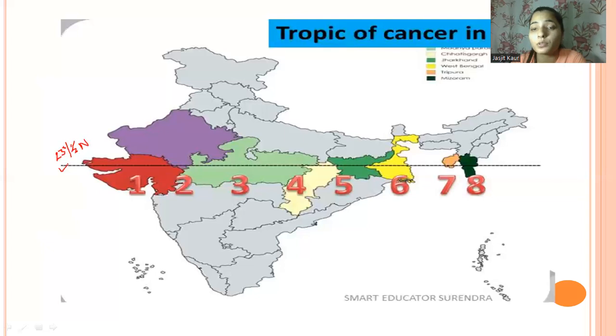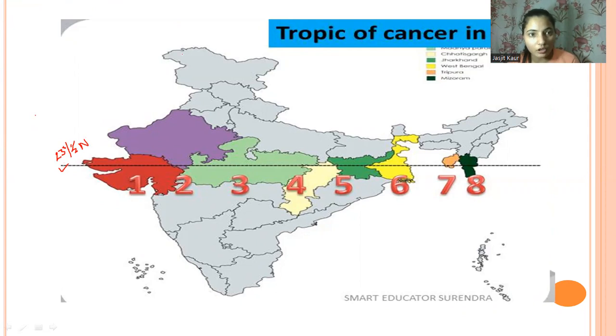Now you have to tell me through which states this Tropic of Cancer passes. You have to name the states in the comment section through which the Tropic of Cancer passes in India. Then we will discuss what these states are. In total there are 8 states. You can take the help of this map and then you can write your answers in the comment section.